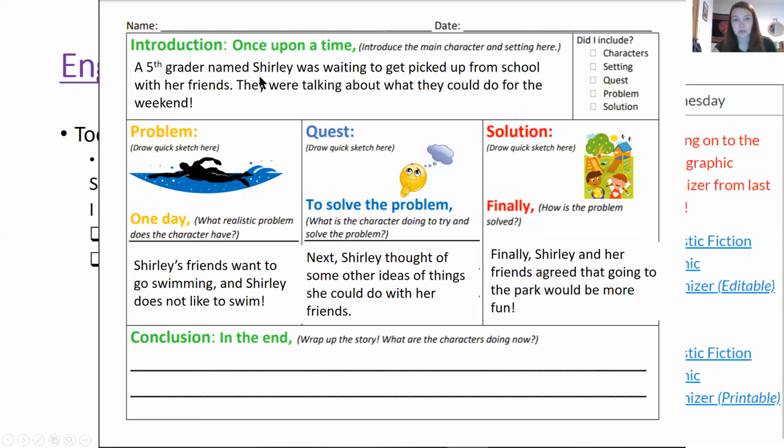So I'm going to reread my story and you can ignore that introduction right now. So my problem was that Shirley's friends want to go swimming and Shirley does not like to swim. To solve the problem, Shirley thought of some other things she could do with her friends. Finally, Shirley and her friends agreed that going to the park would be more fun. So there is the problem, quest, and solution, and today's job is to write an introduction and a conclusion in your graphic organizer.